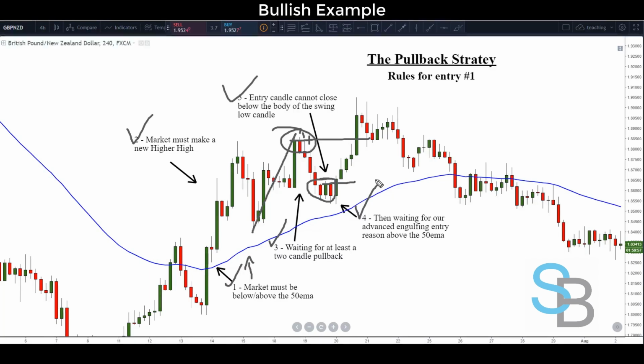So the next video we're going to take a look at is entry number 2 for the pullback strategy, which is very similar to entry number 1, and then we'll dive into targets and stops. So let's go ahead and move on to the next video, take a look at that, take some notes on that video as well, and I'll see you guys in that lesson.